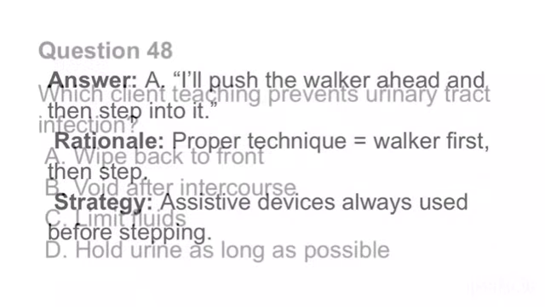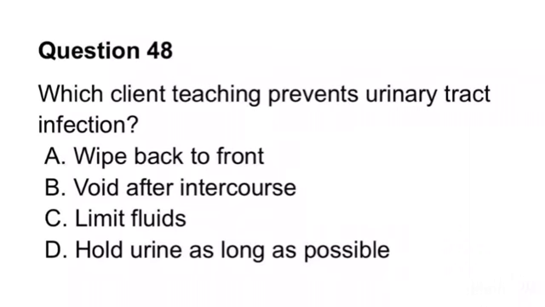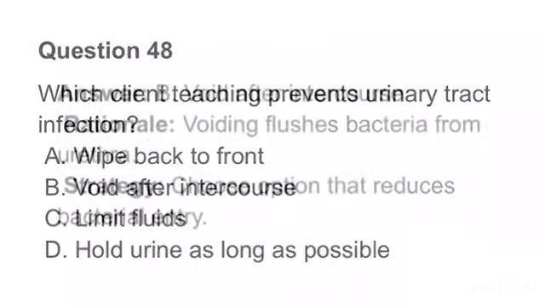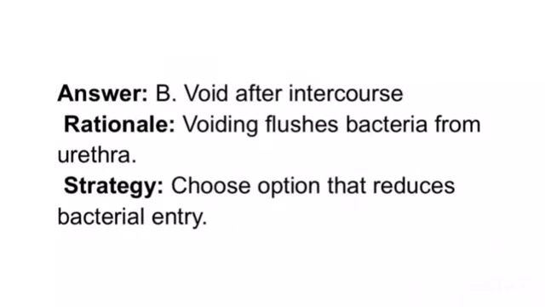Question 48. Which client teaching prevents urinary tract infection? A. Wipe back to front. B. Void after intercourse. C. Limit fluids. D. Hold urine as long as possible. Answer: B. Void after intercourse. Rationale: voiding flushes bacteria from urethra. Strategy: choose option that reduces bacterial entry.